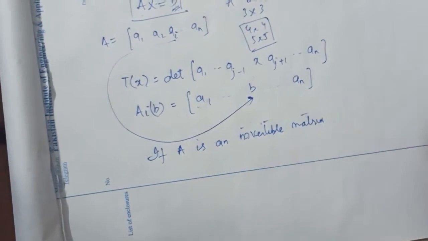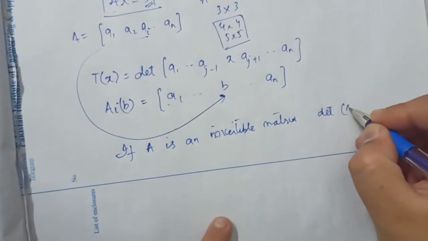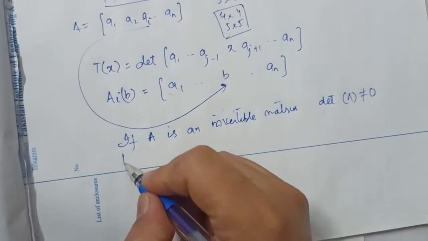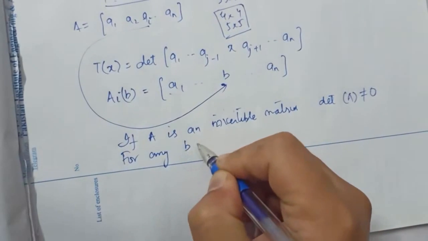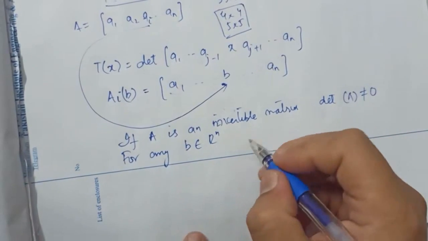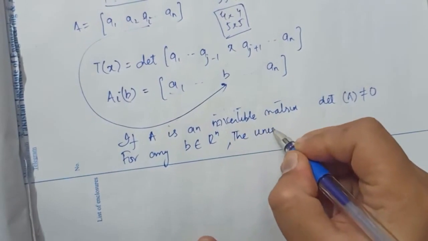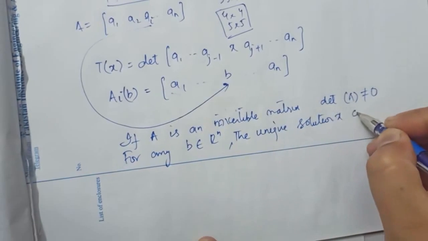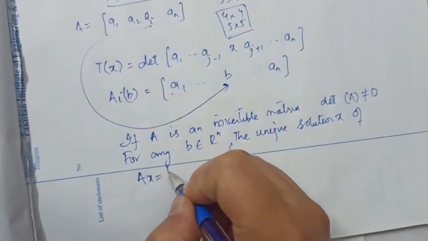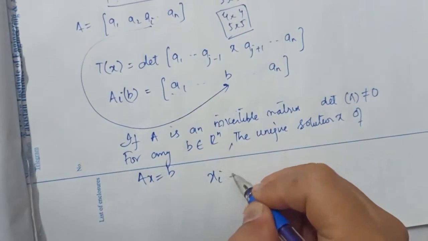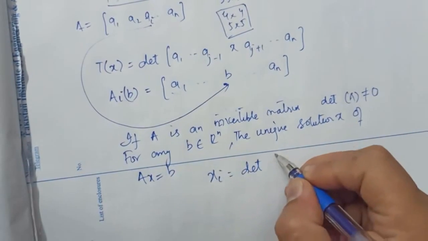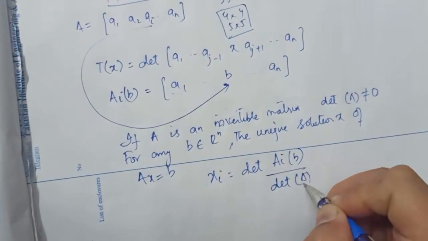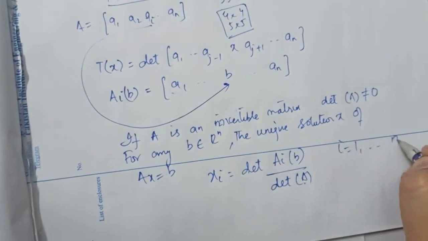Now Cramer's rule says that if A is an invertible matrix, and remember that for an invertible matrix, the determinant of A should not be equal to 0, then for any b in Rn, the unique solution x of Ax equals b can be calculated like that: xi is equal to the determinant of Ai(b) divided by the determinant of A, for i equals 1 to n because there are n elements.